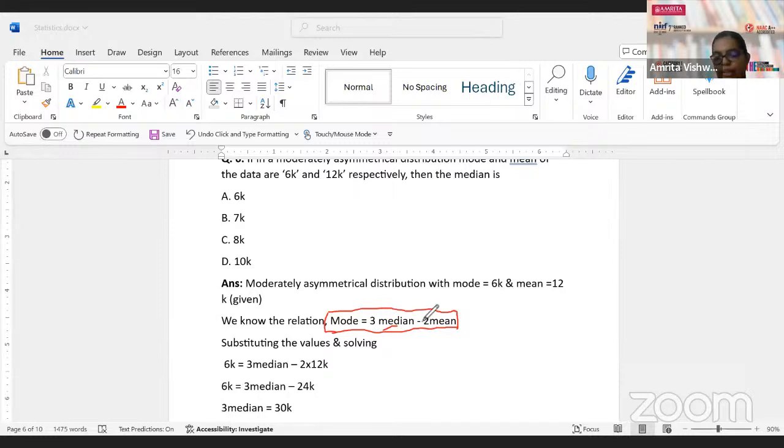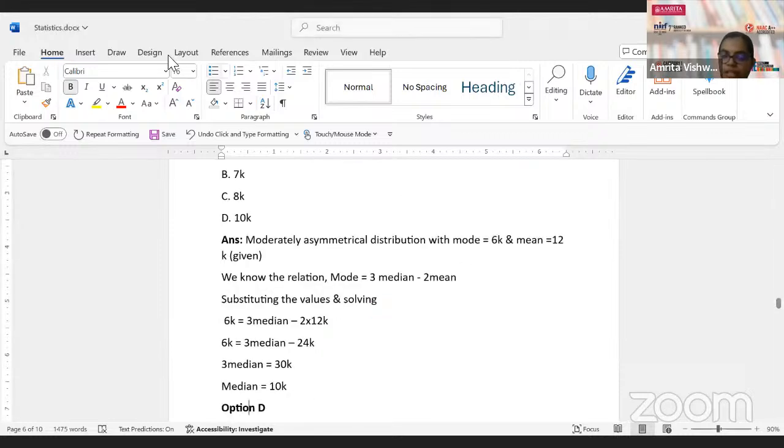6K is equal to 3 median minus 2 into 12K, because mean is 12K. That's 2 times mean, 2 into 12K, it's 24K. We'll get 6K is equal to 3 median minus 24K. Now 3 median is equal to 24K plus 6K. That becomes 30K. Median is equal to 10K. And the option is option D. Option D is the correct answer for this question.